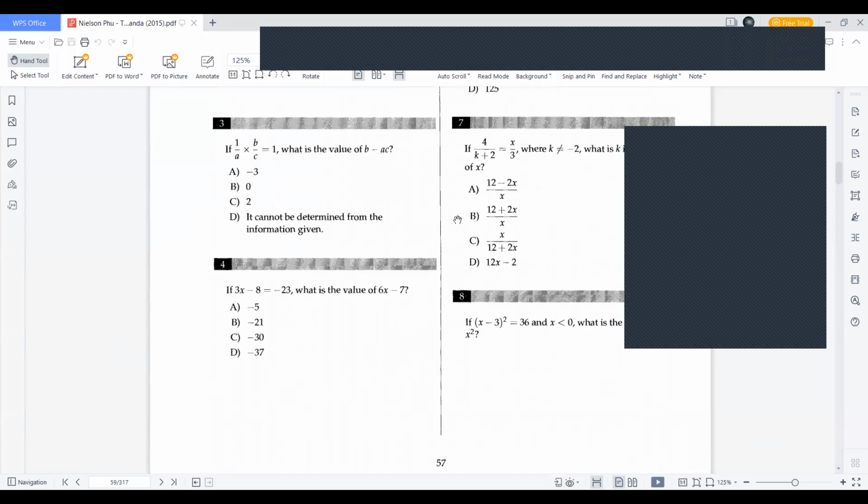Number 3, if 1 over a times b over c is equal to 1, what is the value of b minus ac? Choice D, the answer cannot be given from the information. Why do you say so? Because I multiplied both the top and the bottom and I got B over AC, but nothing in the problem tells me what to do with it.